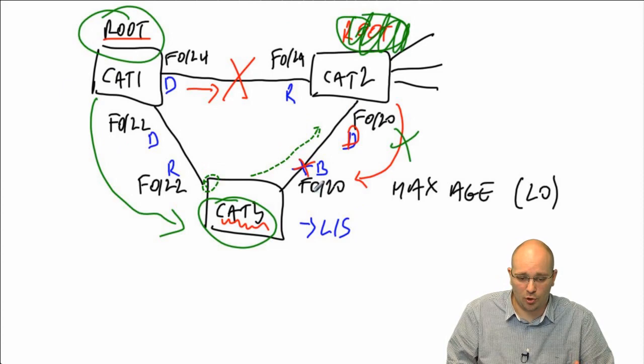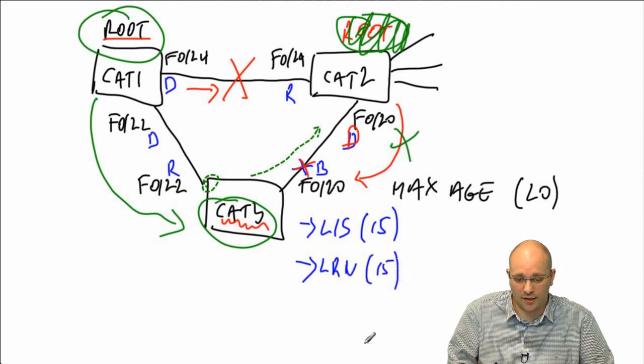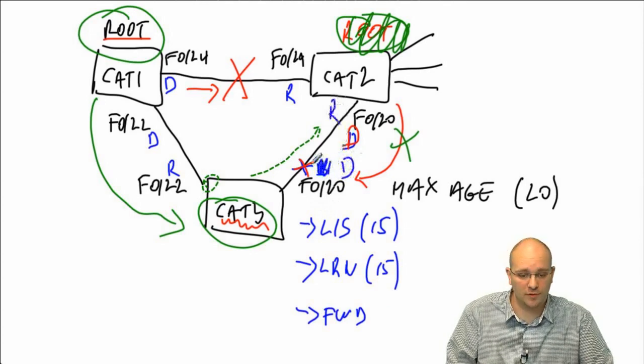But this port here, Fast Ethernet 20 on cat3, is still in a listening phase, and it's going to remain there for 15 seconds. After that, we are going to move into the learning phase, where we are going to remain for 15 seconds, and only after that we are going to move into the forwarding state, where this port here becomes the designated port and this port here becomes the root.